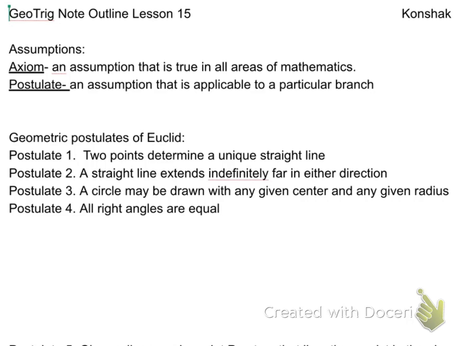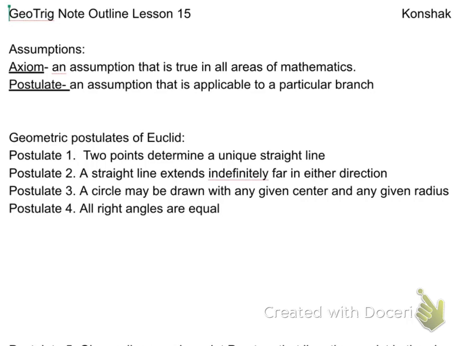2: a straight line will extend indefinitely far in either direction. That goes in both directions. We've known this for a long time. 3: a circle may be drawn with any given center and any given radius. As soon as you put a point in space and have a length, you can spin that length around the center, forming a circle. We've talked about that before, I think, right?